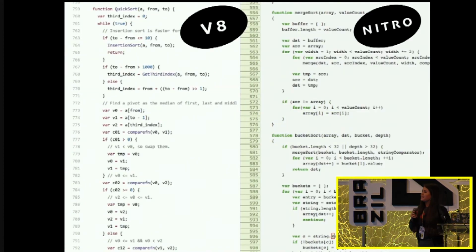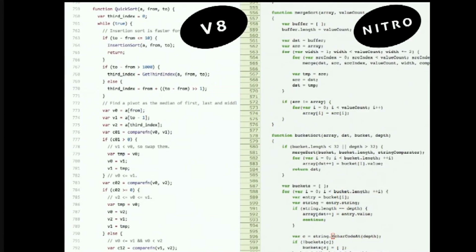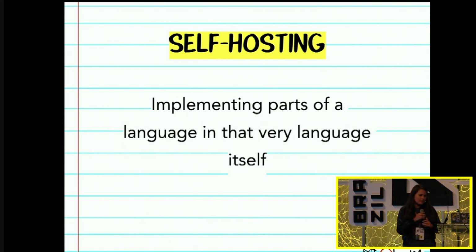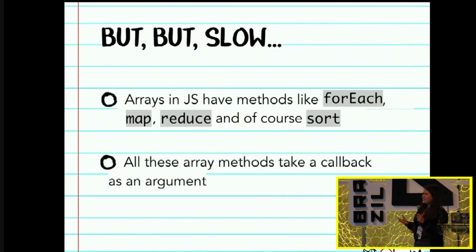So if you were not sleeping, maybe you noticed when I was showing the source code for V8 and Nitro that the implementation is actually written in JavaScript itself. So what is this? Is this some sort of JavaScript inception? Kind of, but in computer science, this is actually called self-hosting, which is implementing parts of a language in that very language itself. But shouldn't that be slow?